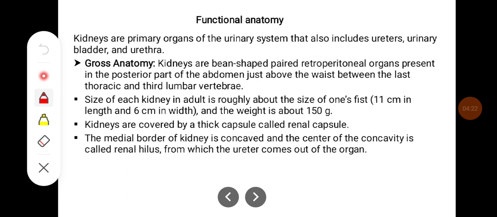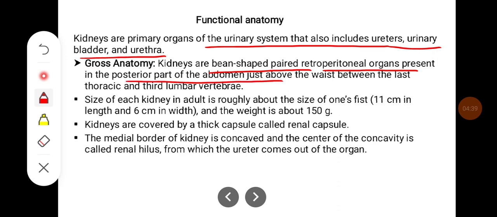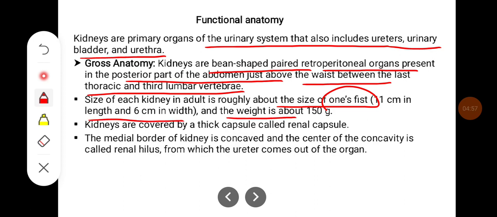This is the functional anatomy. Kidneys are primary organs of the urinary system that also includes ureters, urinary bladder, and urethra. Kidneys are bean-shaped, paired retroperitoneal organs present in the posterior part of the abdomen, just above the waist, between the last thoracic and lumbar vertebrae. The size of each kidney in an adult is roughly about the size of one's fist, that is 11 centimeters in length and 6 centimeters in width, and the weight is about 150 grams.